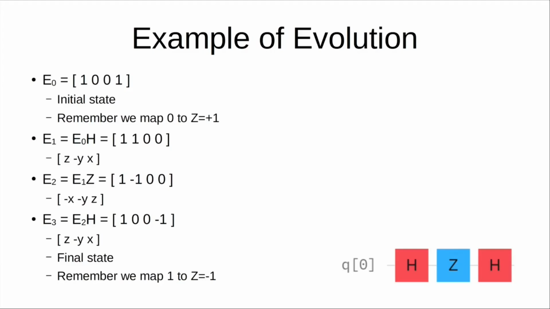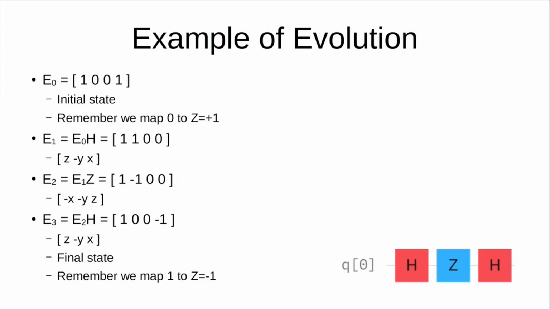Then the next step, we apply the z operator, which will negate x and y. Beforehand we knew x equals +1. Since this operator has negated it, we know that x equals -1. And the final step, we apply the H operator again, which is going to swap the z and x values a second time.